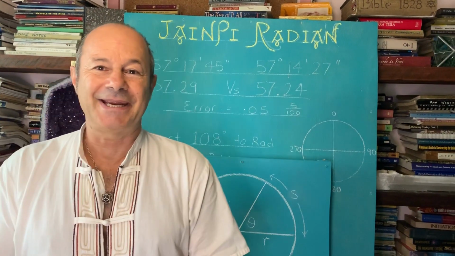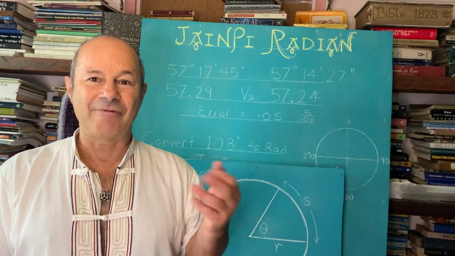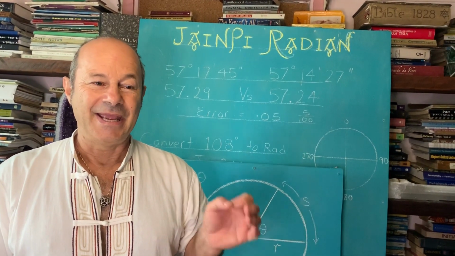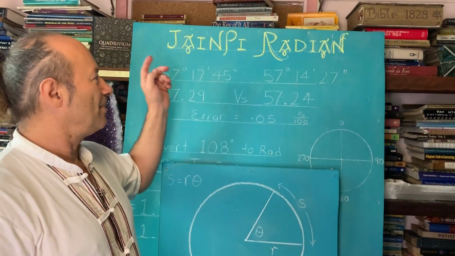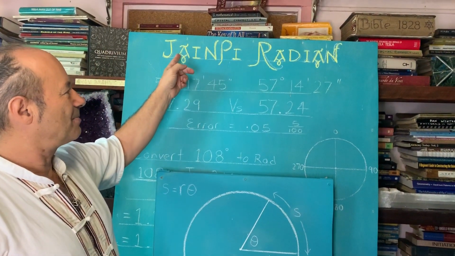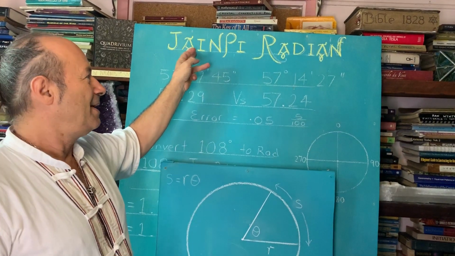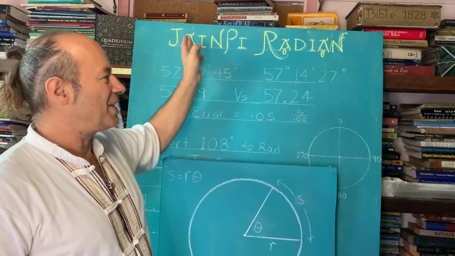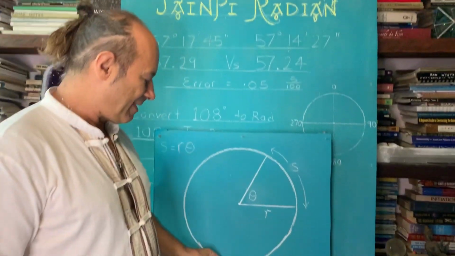I'd like to talk today about what is a radian and how the value for a radian as we know it today is actually in slight error. And this is all based on what we call the true value of pi, which I'm calling JAINPI, which is based on 3.144. So I've come up with another thing called JAINPI radian. So let's start off with the definition of what is a radian.